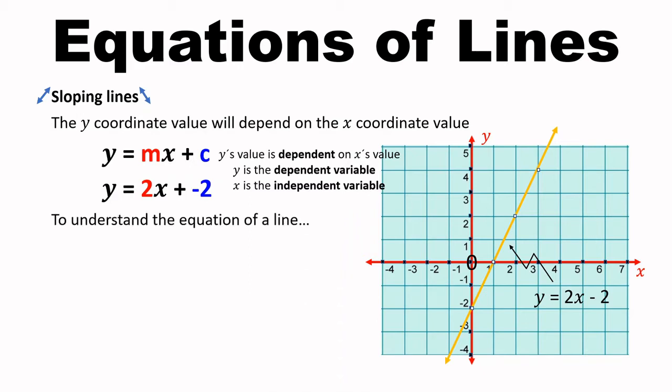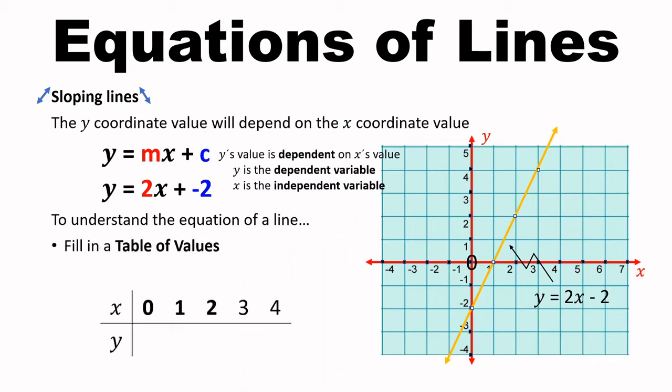To understand the equation of a line, we should always start by setting out a table of values. And for that table of values, it's always best to start with the values 0, 1, and 2 for our x-coordinate values. You need at least 3 points to make a straight line. More points are even better so that you can check that the points on your line are following a consistent pattern.